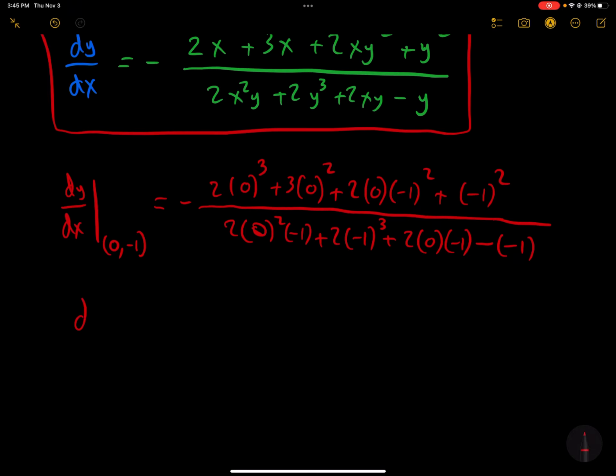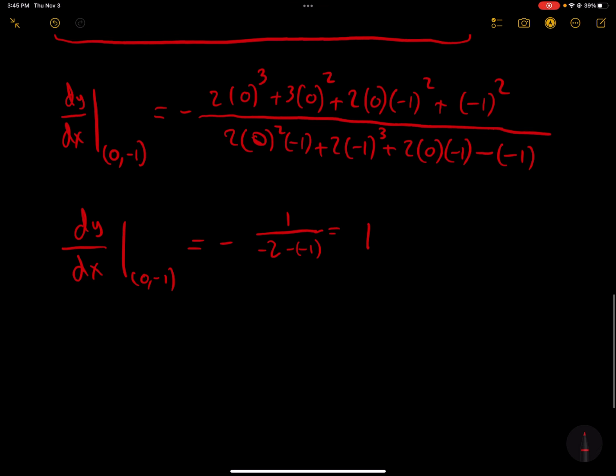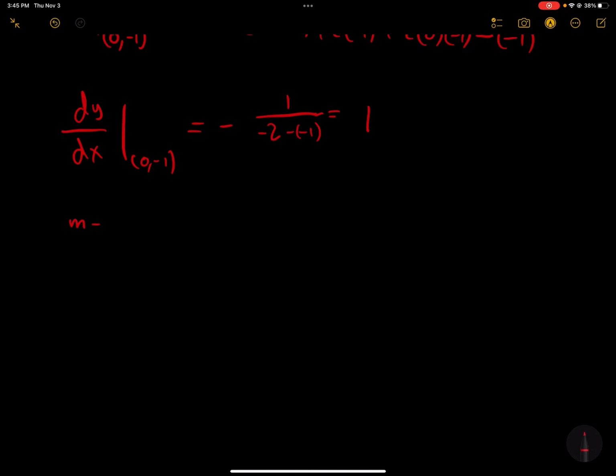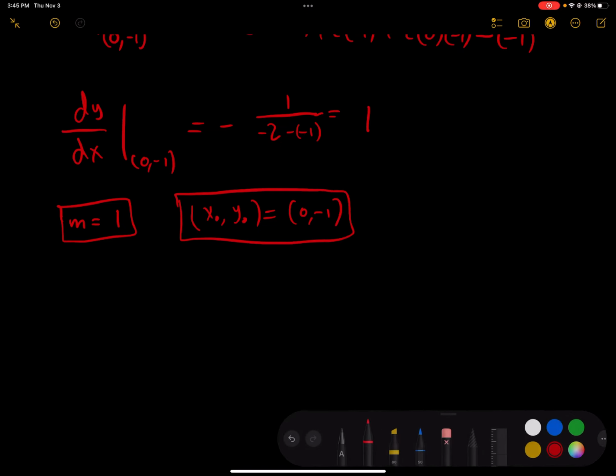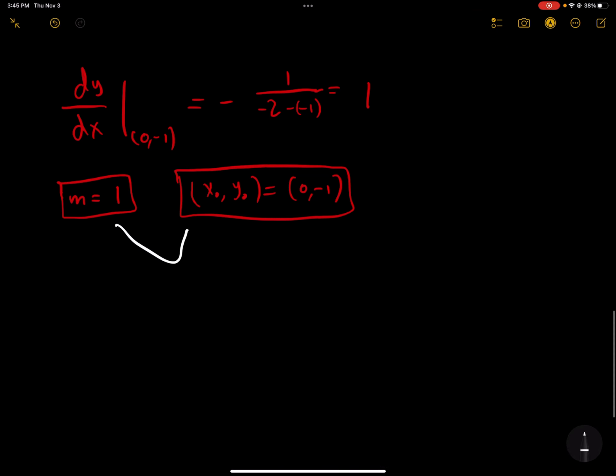If we compute this, the slope of the tangent line at this point is going to be, we only have a positive 1 on the top, and on the bottom we will have negative 2 minus negative 1, which will be negative 1 on the bottom, and that gives us a positive 1 overall. So the slope of this tangent line is positive 1, and it goes through the point x0, y0 equals 0, negative 1. So we can use the point-slope formula in order to get the tangent line at this point.